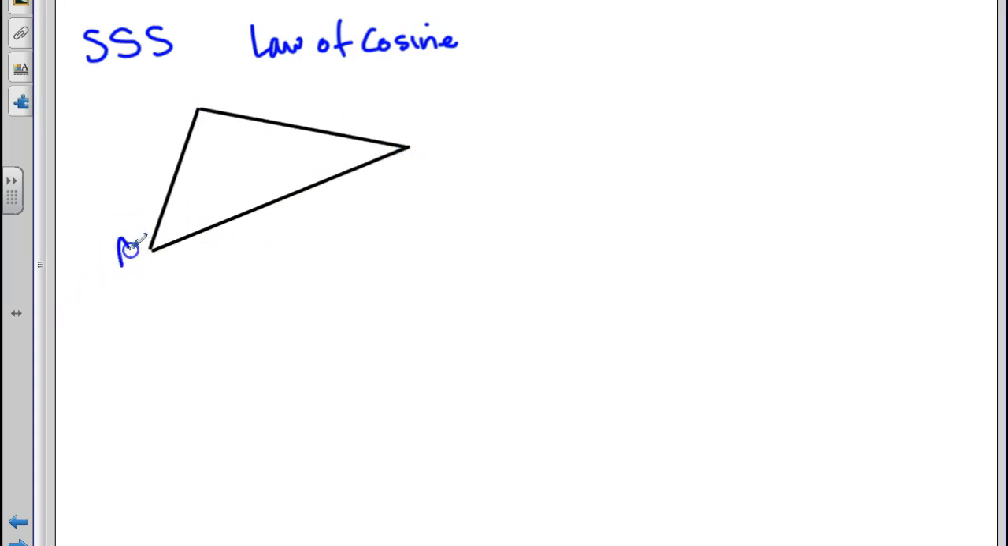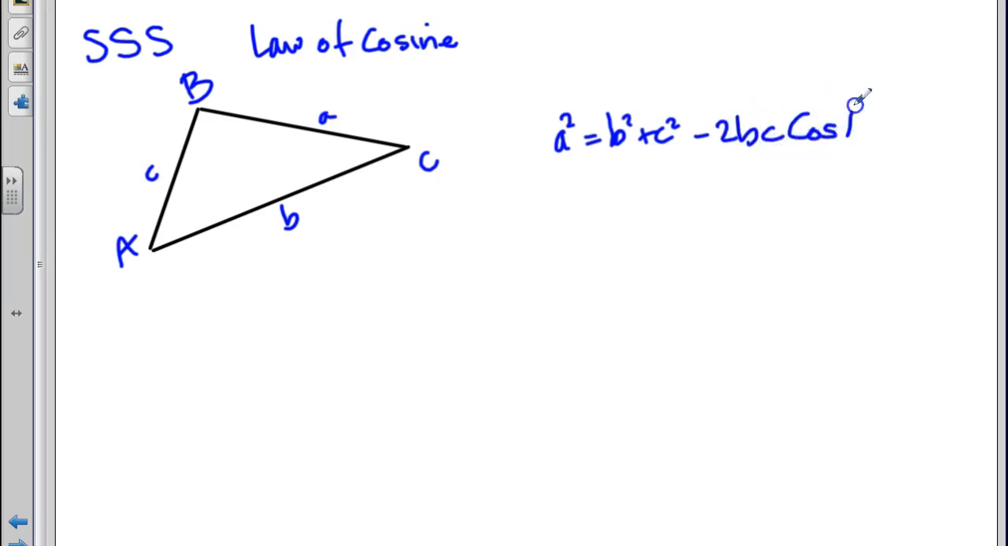All right, so triangle ABC again, little a, little b, little c. All right, so we had a squared equals b squared plus c squared minus 2bc cosine A. All right, and then we need to solve for this because they've given us, if it's side, side, side, we can fill in all the lowercase letters.